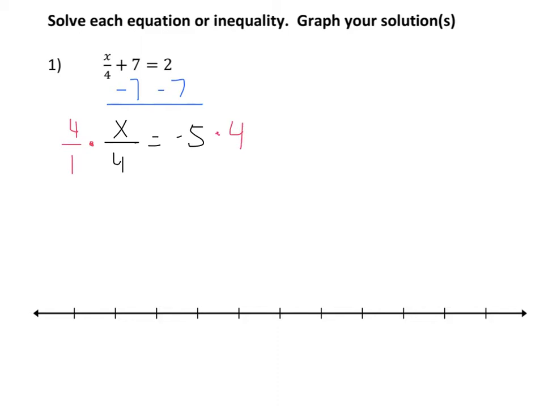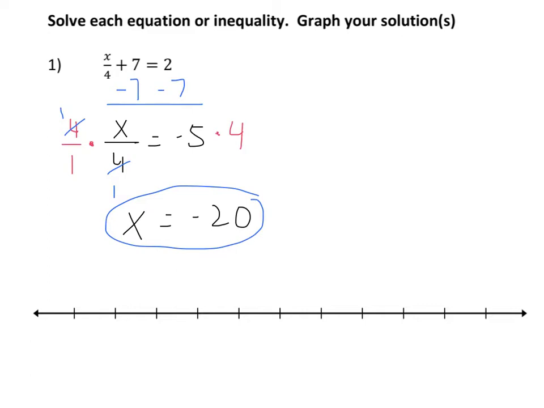On the left, these 4s will divide out. 4 divided by 4 is 1. So I have x is equal to negative 20. That's our solution. The number that would make that equation true is negative 20. And actually, I should say one other thing about that. What does this mean? Our solution is negative 20 because negative 20 would make our original equation true.